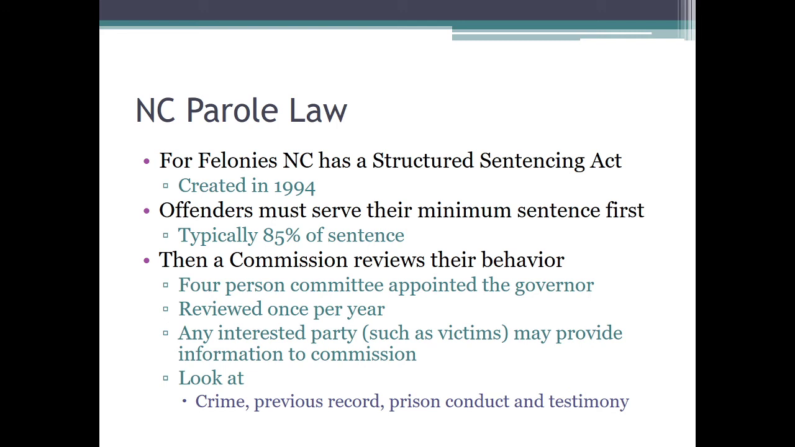Any interested party, when someone comes up for parole, can present evidence to the commission. And they will look at things like what crime was committed, what the previous record was, what your conduct in prison was, what your testimony was. And if they deem that, yes, you were good enough, you can get parole. If not, you're going to stay in prison.